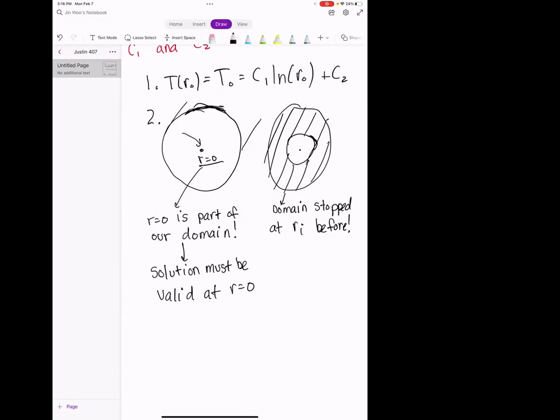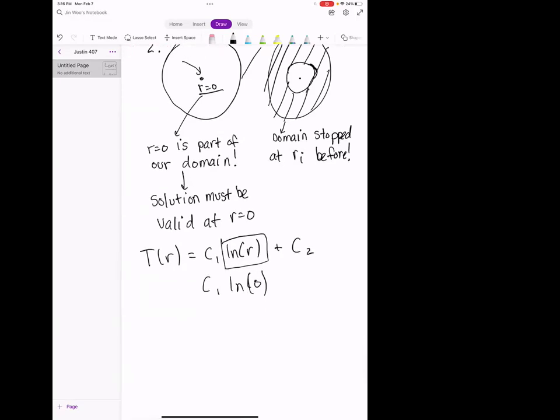Let's look at our general solution again. If we look at our solution, and if we plug in r is equal to 0, then every term here has to be valid, right? And so let's plug in r is equal to 0 for this one. We have C1 ln of 0. What's the natural logarithm of 0?